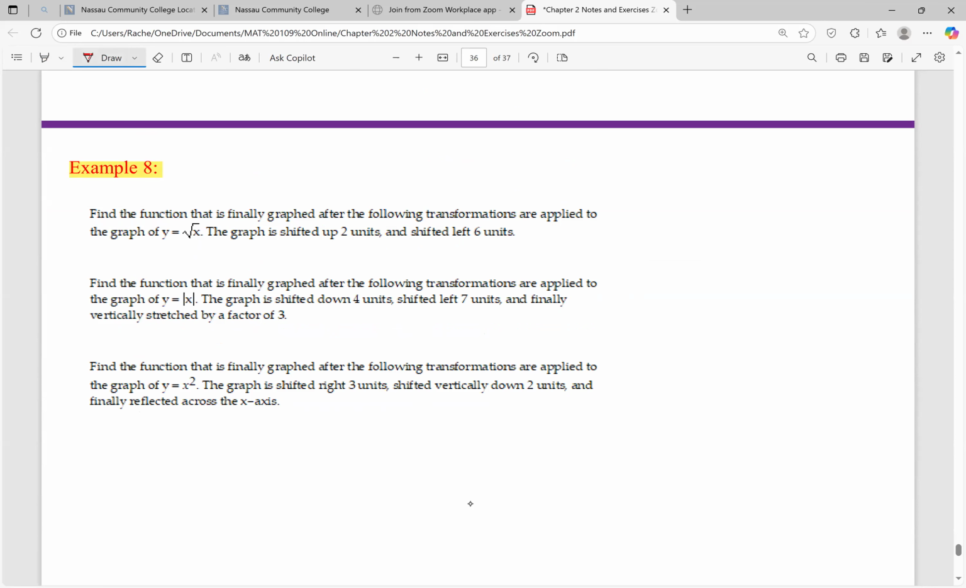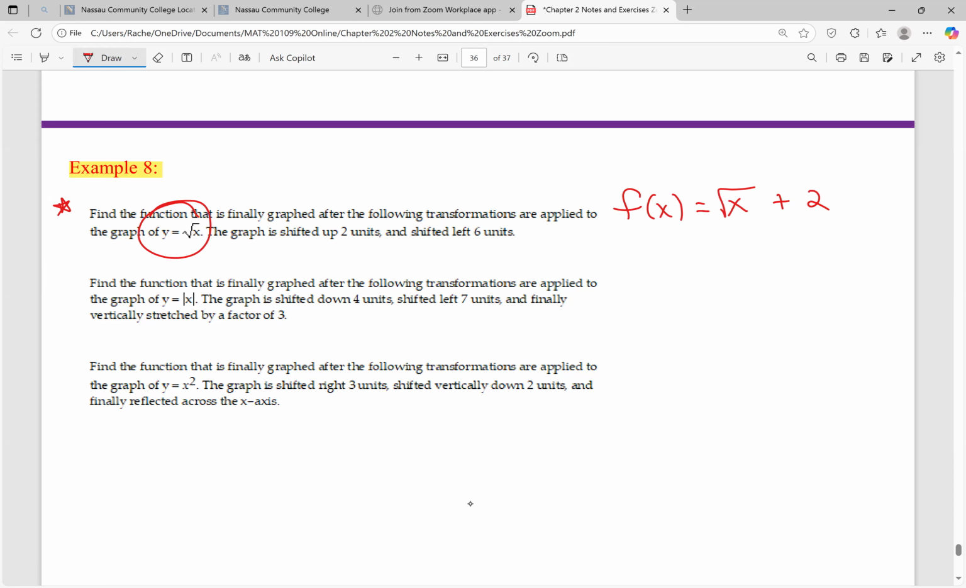So the first one says, find the function that is finally graphed after the following transformations are applied to the square root function, so to y equals square root of x. The graph is shifted up 2 units and then shifted left 6 units. So first, let's shift the graph up 2 units. So we're going to take the square root of x and then add 2 to it.